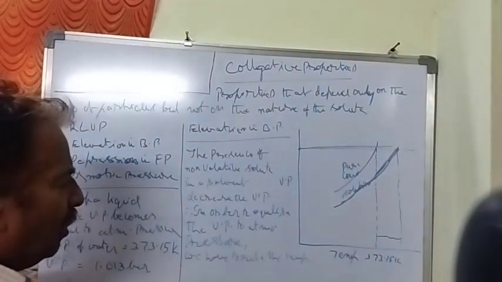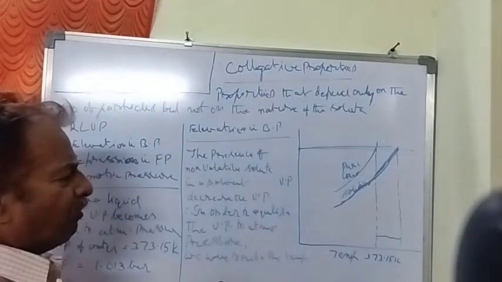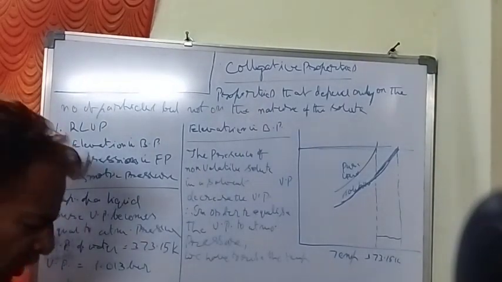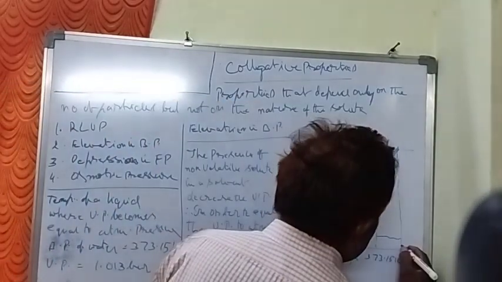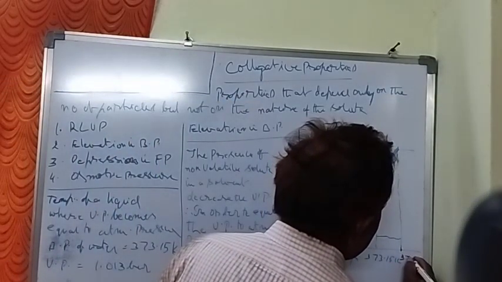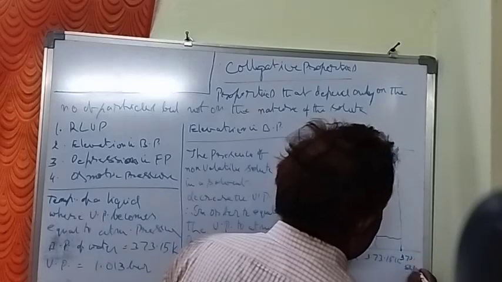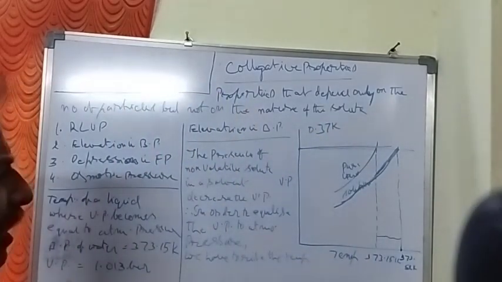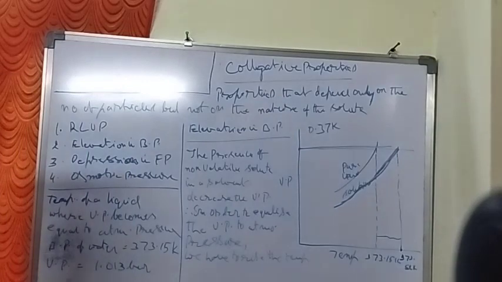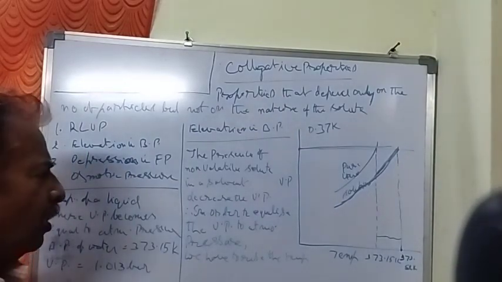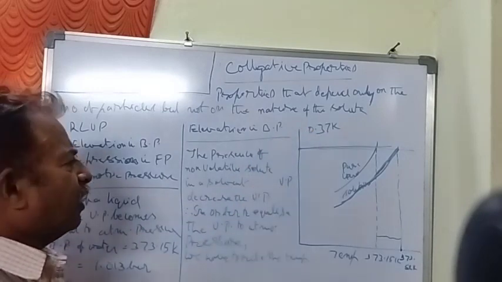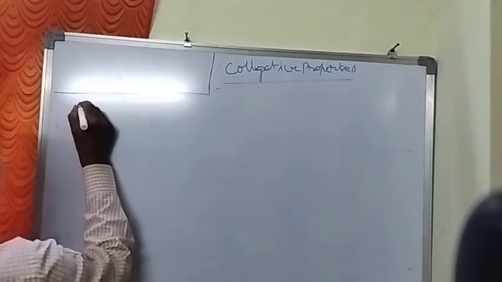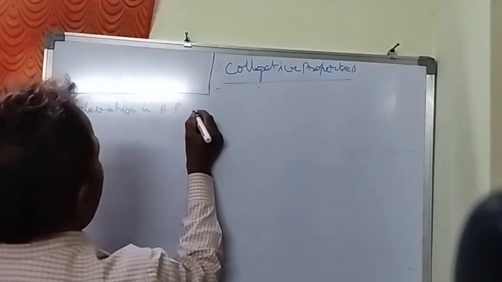Elevation in boiling point. For example, pure water boils at 373.15 Kelvin. If 1 mole of sucrose is present in 1000 grams of water, then the boiling point increases to 373.52 Kelvin. That means the boiling point increased by 0.37 Kelvin. So this is nothing but the elevation in the boiling point. Thus we can find the elevation in boiling point.